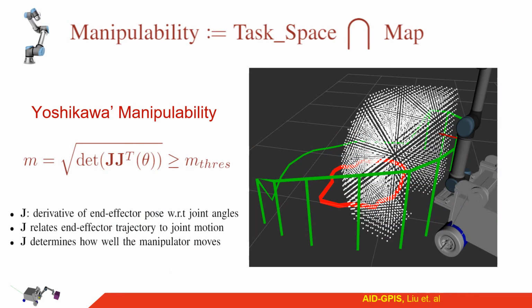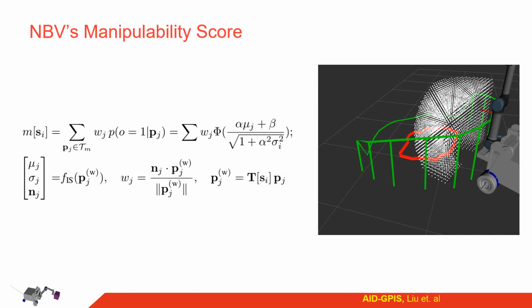The manipulability score depends on the overlapping region between the map and the arm's task space. We sample this task space uniformly. And for each point in this task space, we query the GPIS for the point's potential, uncertainty, and surface normal. From this, we obtain a weighted sum of occupancy probability. This is the manipulability score.